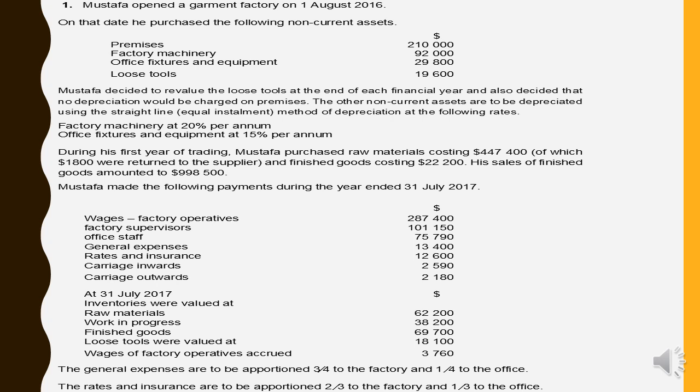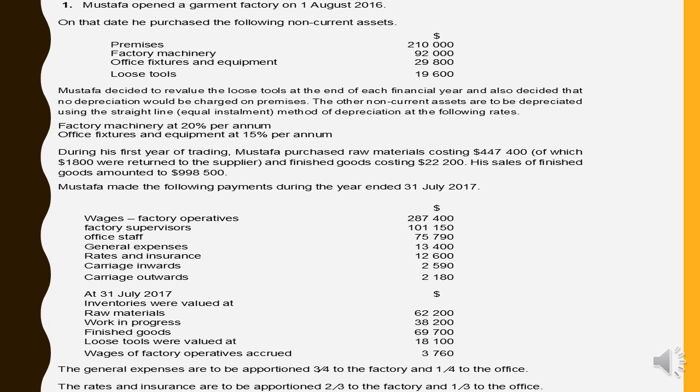Okay, we will discuss this question, but you need to do it yourself. We read the question. Mustafa opened a garment factory on 1st August 2016. So this is a brand new company. How do I know? Because they say it just started. So for this question, we won't have opening inventory, opening work in progress, anything. No opening for this question because this is a brand new company.